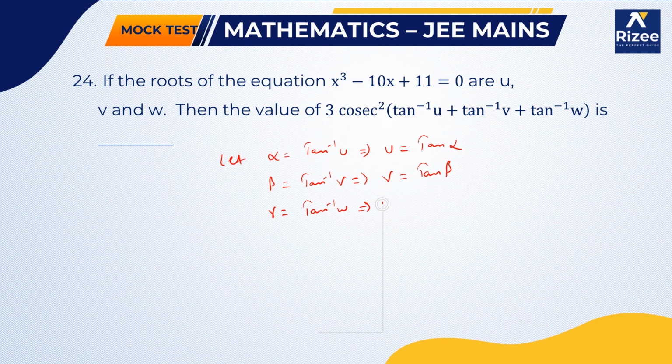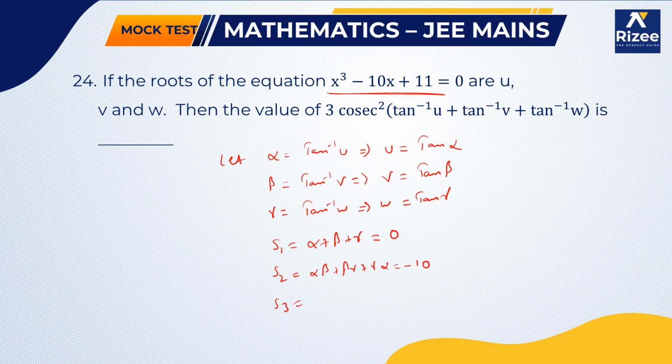So observe here, it is a cubic polynomial equation. S1 is equal to the sum of the roots alpha plus beta plus gamma. Here the x square term is missing, so 0. S2, the sum of the product of the roots alpha beta, beta gamma, gamma alpha is equal to minus 10. S3 is equal to the product of the roots alpha beta gamma is equal to minus 11.